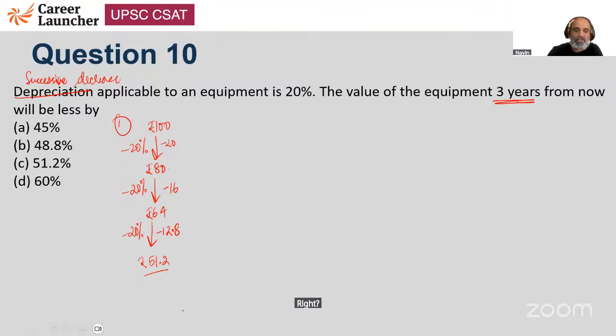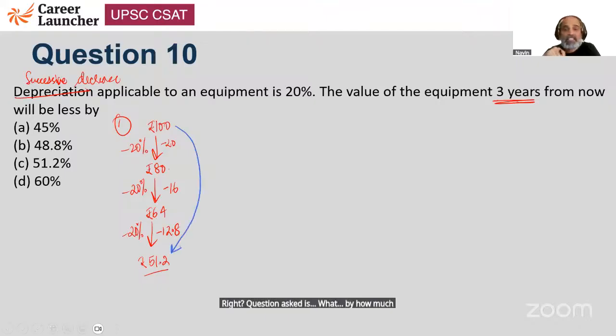Right? The question asked is, by how much did it decrease? Well, it decreased by 48.8. Sorry, not 41, 48.8. My bad. 48.8, 100 minus 51.2. So that becomes your answer. So that is the first way.